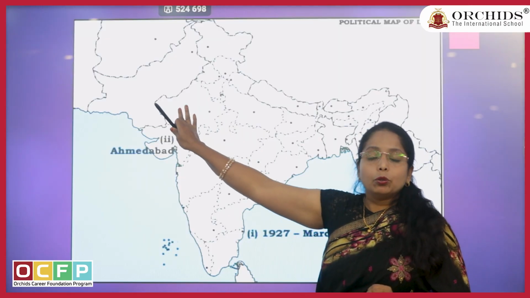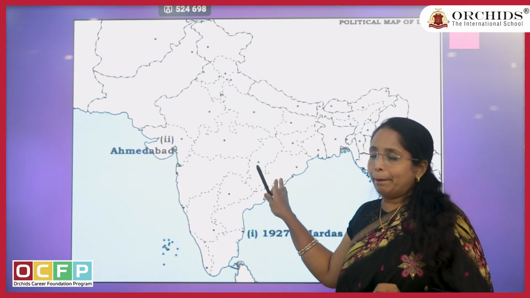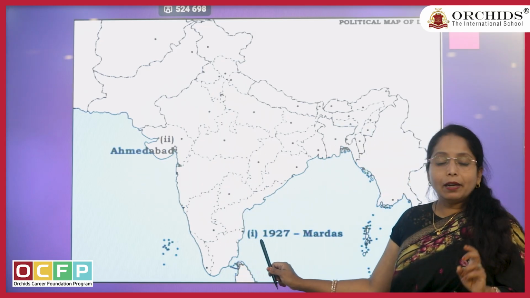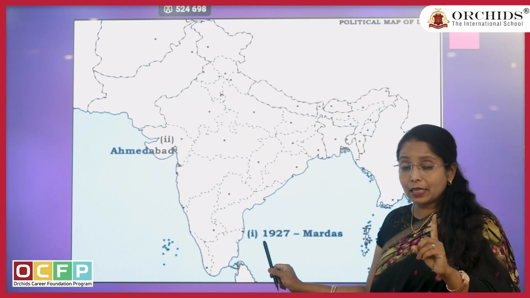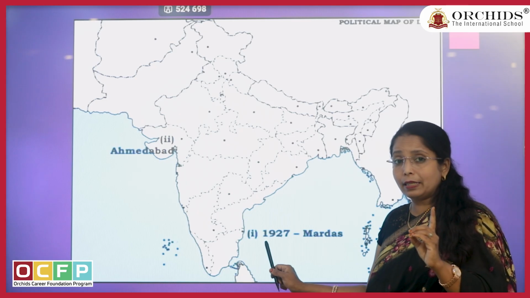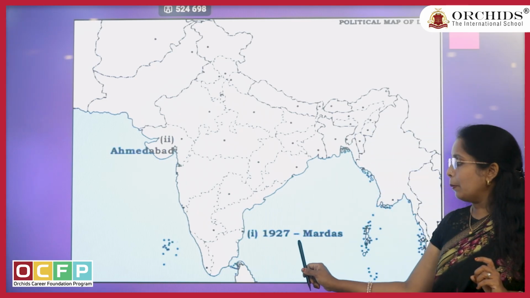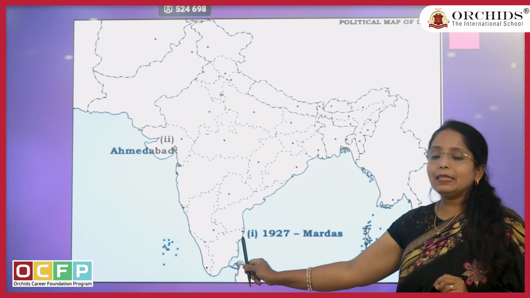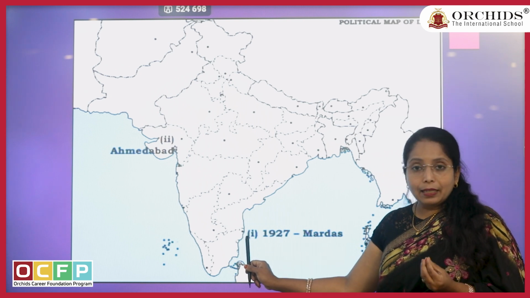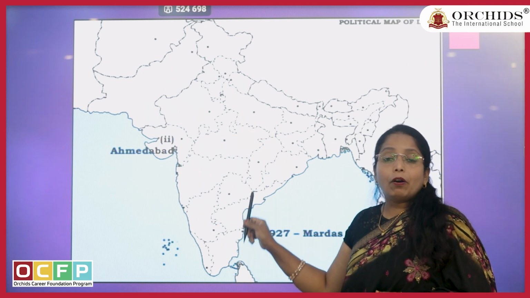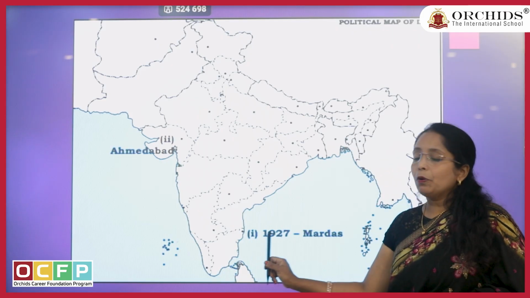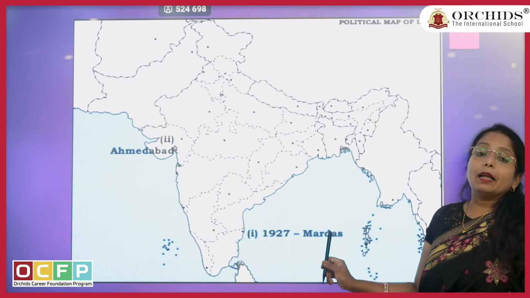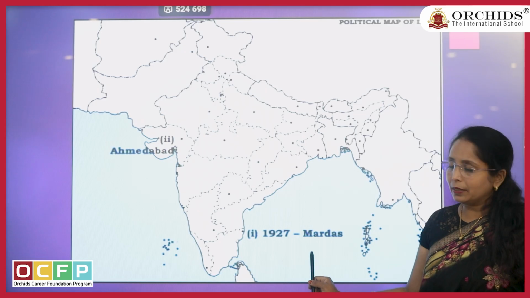Let us go through the outline of the map. See here, the map shows you the first point, the session of the Indian National Congress in 1927, which was in Madras. Where is Madras? You can see it is a port city on the seashore of the Bay of Bengal, where we are going to mark the event that took place in 1927. That place was Madras.